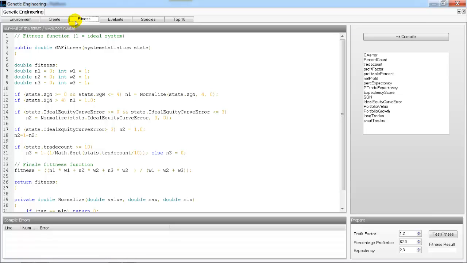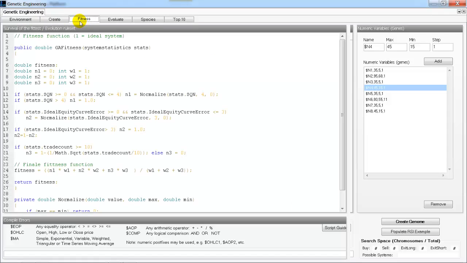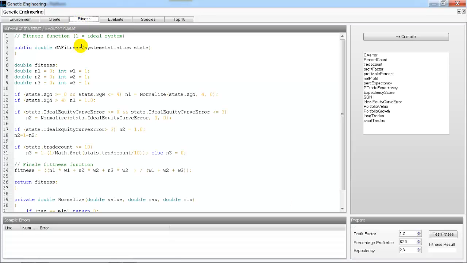Then the next also very important element of a genetic algorithm is the fitness function. So the fitness function is your evolution rule set for survival of the fittest. As I mentioned here, we will have one genome which consists of buy, sell, exit long chromosomes. The fitness function then rates each genome based on this rule set here.